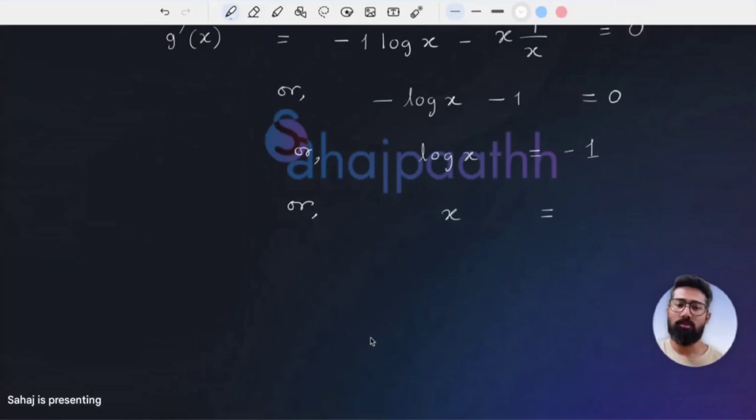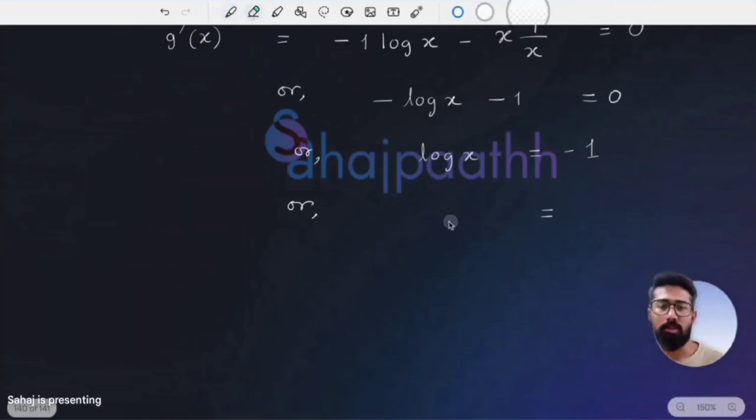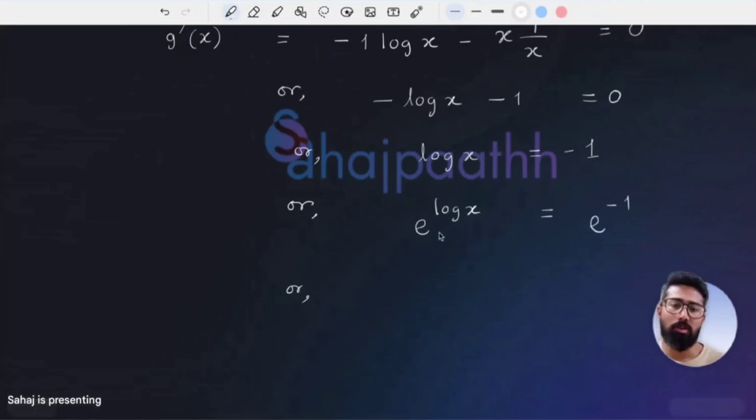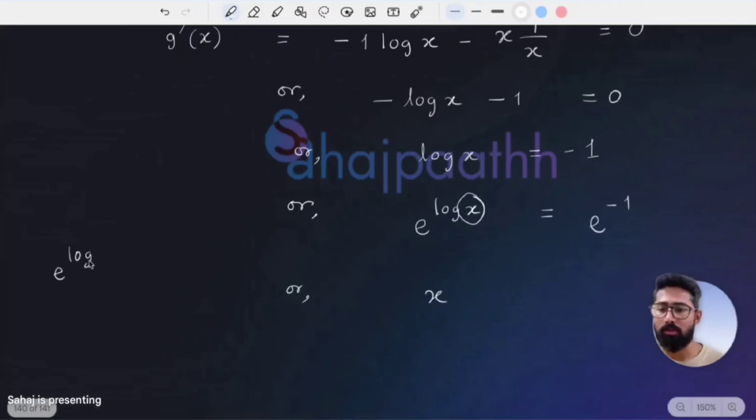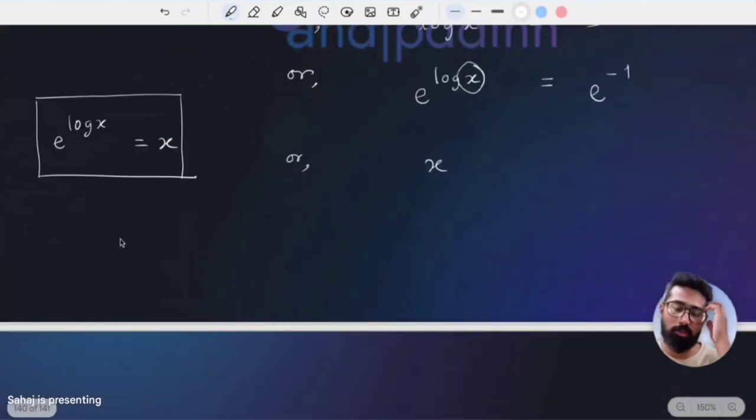Okay, so a good way to do this is to take both sides as powers of e. So e to the log x equals e to the minus 1. And now we know e to the log of something gives that something, so e to the log x equals x. Where does it come from? It follows from the definition of log itself.